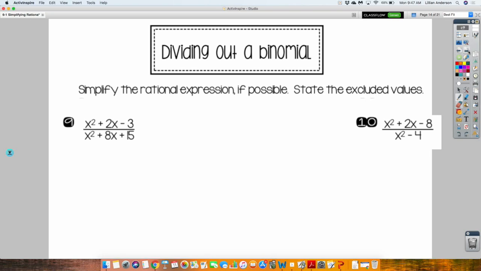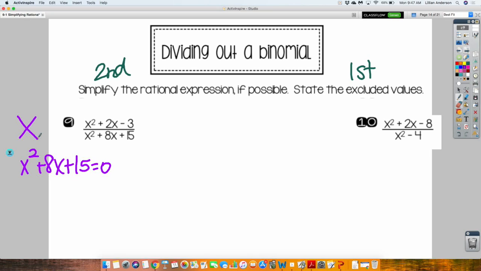Let's state our excluded values and then simplify. Remember, you always do this first. Even though it says simplify, is that the first thing it says to do? No, you always state your excluded values first. I have to set my denominator equal to 0. When I do this, I sure am going to have to factor.